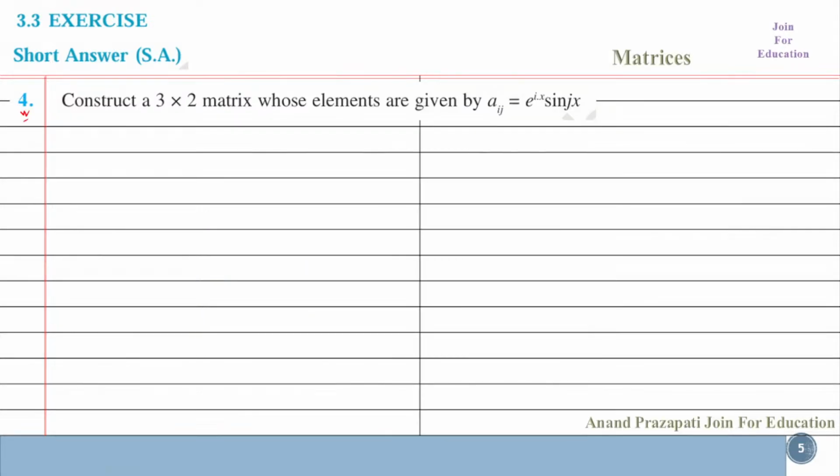Let's see the question number 4. In this question it asks us to construct a 3 by 2 matrix whose elements are given by Aij equal to e to the power ix into sin jx. So let's see the solution of this question.